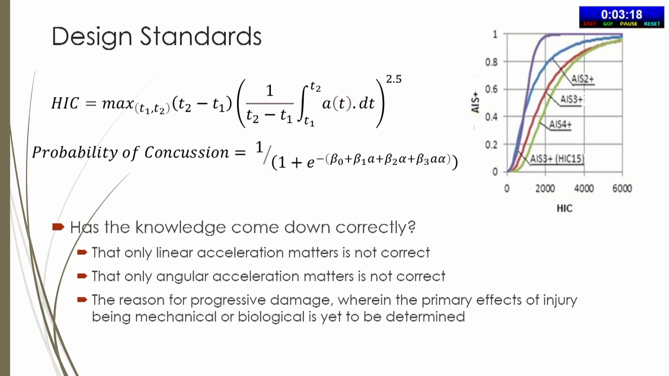But then what happened is we have these wonderful expressions, right? One is called the head injury criterion, which says maximum T1 integral. Okay, we are quite comfortable with this as an equation. And then probability of concussion, 1 upon 1 minus e to the power minus (beta 0 plus beta 1 alpha). So pretty much in engineering, when we see a complicated formula like this, we say, okay, that's an industrial hack, but perhaps does not get at the real picture. So the question is, has the knowledge come down correctly?